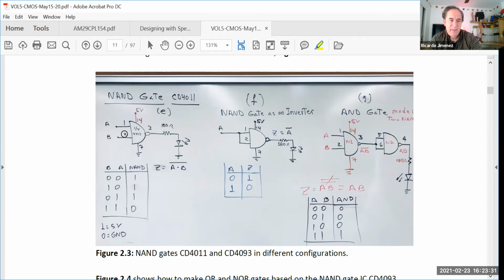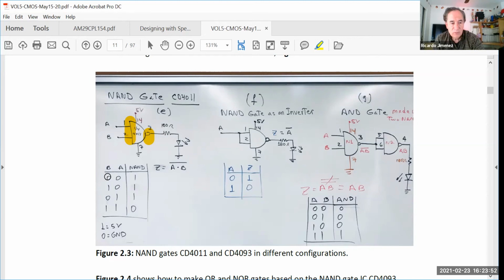Okay, this is the symbol for the NAND gate. Notice that there is a circle there. If you attach both inputs, that's an inverter. So you don't need to buy another chip for the inverter. You just tie both inputs of the NAND gate, and the output will be inverted.